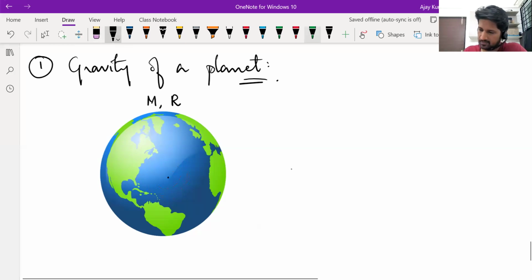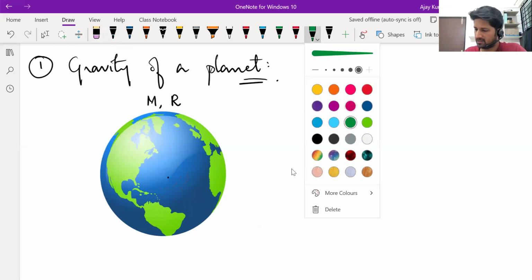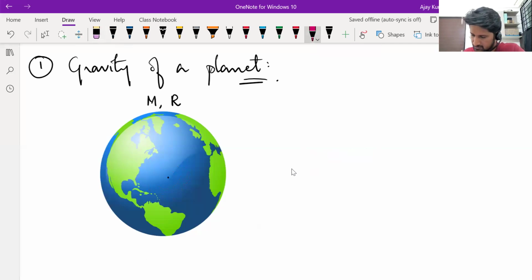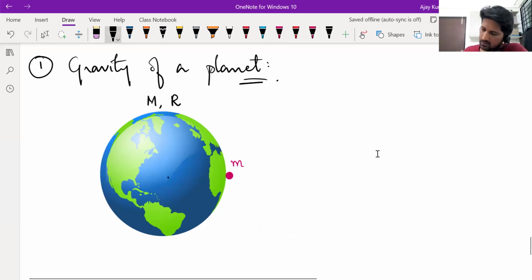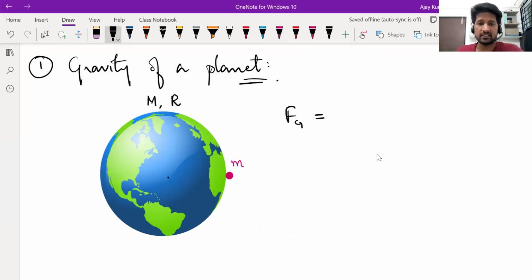Suppose there's a particle placed on the surface of this planet. Exactly here. It's a very small mass, as I said. For our visualization, I'm showing it as a significantly large mass. Assume its mass is small m. Let's say it's exactly at the surface. One of you quickly tell me, how much is the gravitational force between this planet and this particle? You can see that the particle is just outside the sphere. Okay. So how much will be the gravitational force between them?